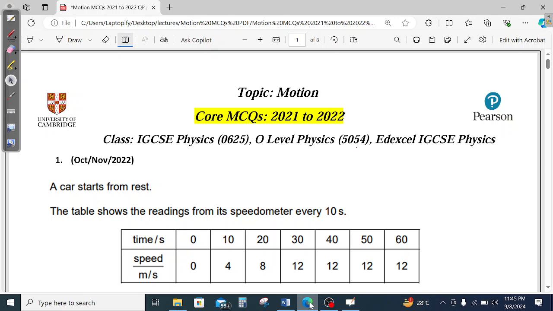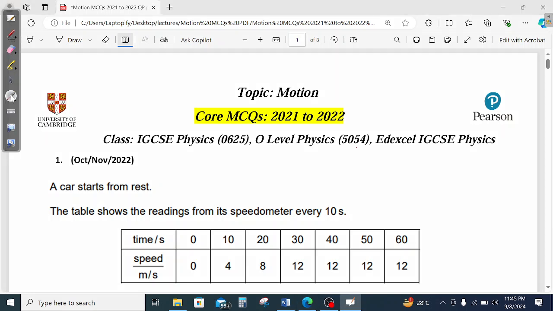Today we are moving towards the second lecture of a topical past paper of motion, from IGCSE physics and O level physics. Before this, if you have not understood the first lecture, 2023 to 2024, where I have solved the MCQs of 2 years, now we are moving towards 2021 to 2022. Is it clear?